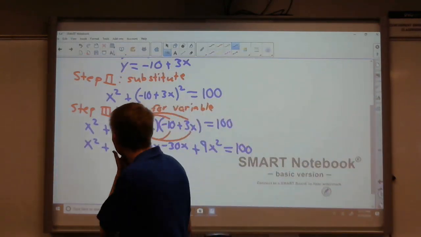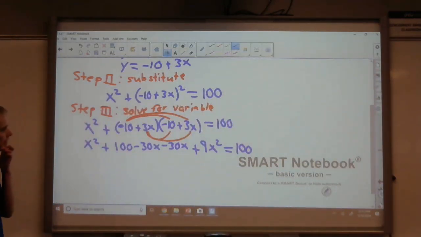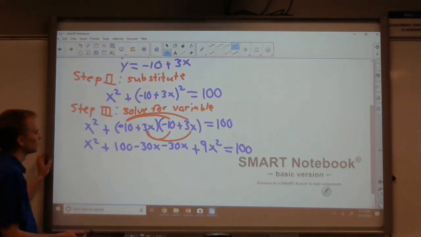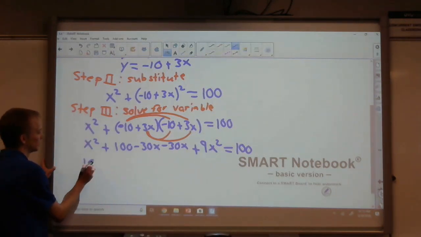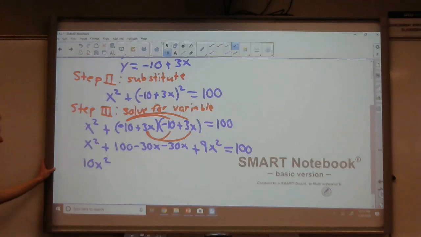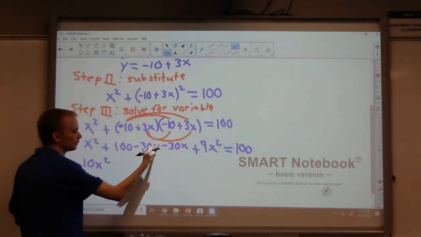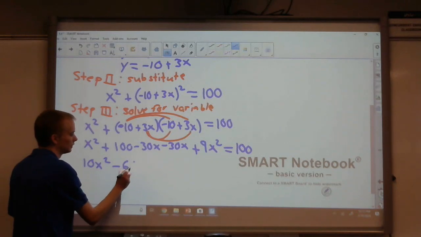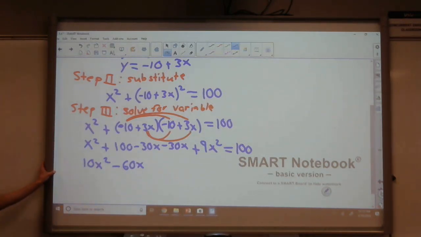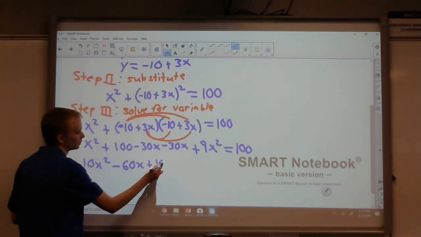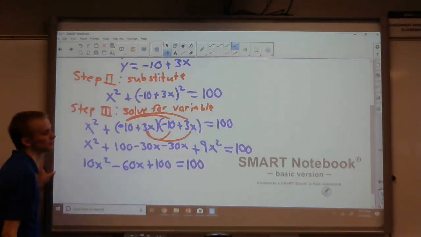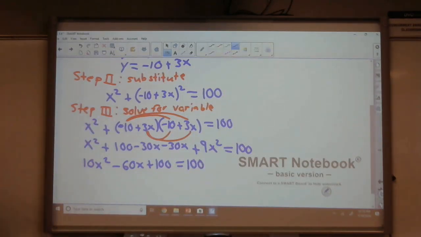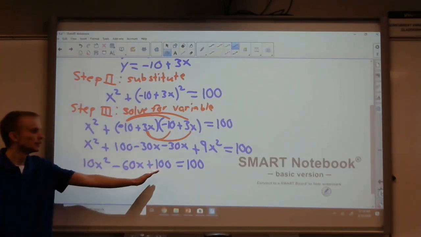So, now what do I do here? Well, we can simplify things a little bit. I have an x squared and a 9x squared, so that's going to give me 10x squared. I've got two negative 30x's, so that's negative 60x. And then I've got this plus 100 on this side. Just combining like terms, this should equal 100. So I'm just combining like terms on this side of the equation. So now what?